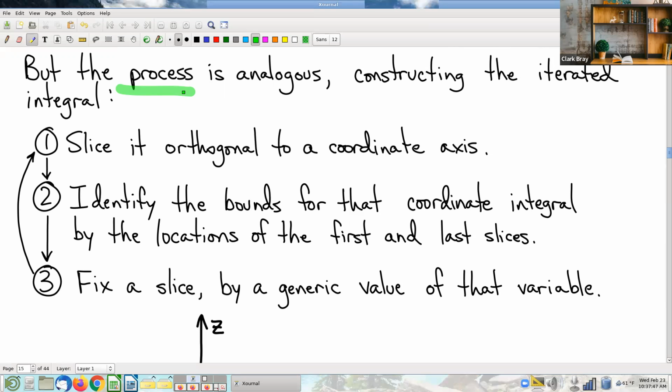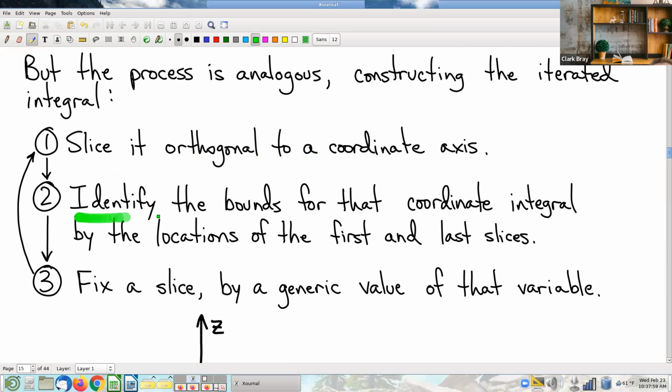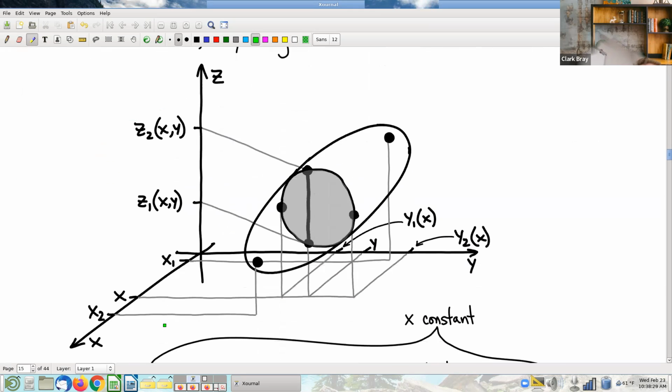And I want you to notice that this is actually a lot like how the double integral process works. Slice it perpendicular to one of the axes. Identify the bounds based on where the first and last slices are. And once you know those bounds, you then fix one of those slices. Focus all your attention just on that now selected fixed slice, right? And repeat. Move to the next most inside variable. So again, this is an outside in process. And let's see what that looks like now in the 3-dimensional case.